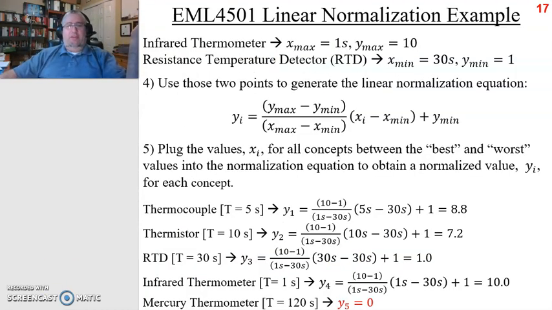Okay, so now that we've got X min and X max identified, we're now going to assign them their normal values. So X max is 1 second, and its normal value Y max is just 10. That's the IR. And then for the RTD, we've got X min is 30 seconds, and Y min is 1, right? The lowest value in the normalization. And we can then jump into step 4, which is to use those 2 points, right? We've got an X value and a Y value, X value and a Y value, 2 points on a line to perform our linear normalization.